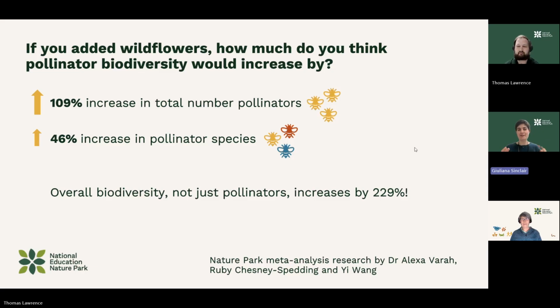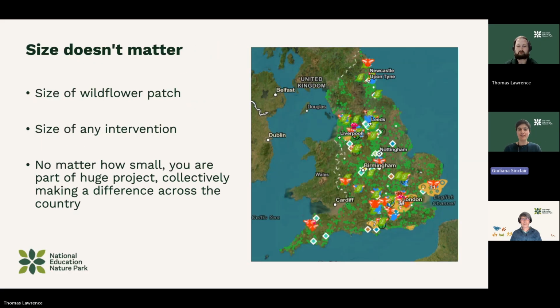And in terms of overall biodiversity, not just pollinators, that can be up to 229%. And what they also looked at in more detail was in terms of bees and whether the size of the wildflower patch impacted this massive increase. And it didn't. The size didn't matter, and neither did the context of whether it was in an urban or rural area.